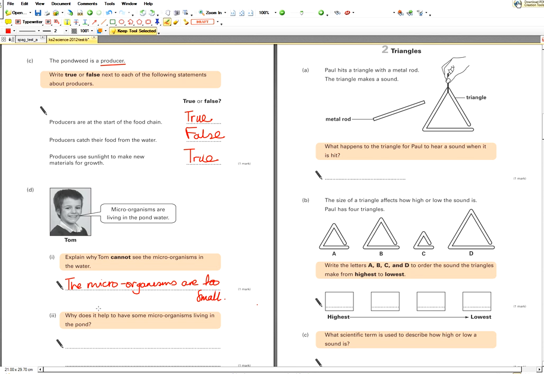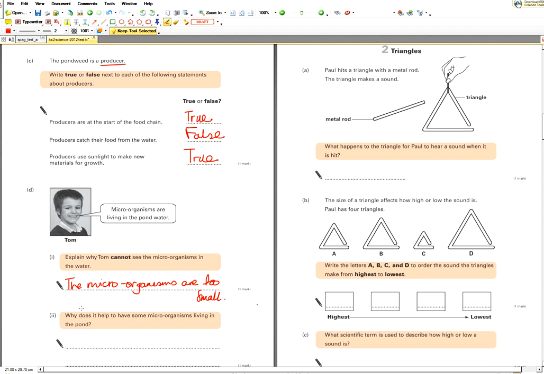So the microorganisms are too small, with an extra O. Two O's indicating lots of smallness. Full stop then please. So the microorganisms are too small for us to see. You need a microscope.